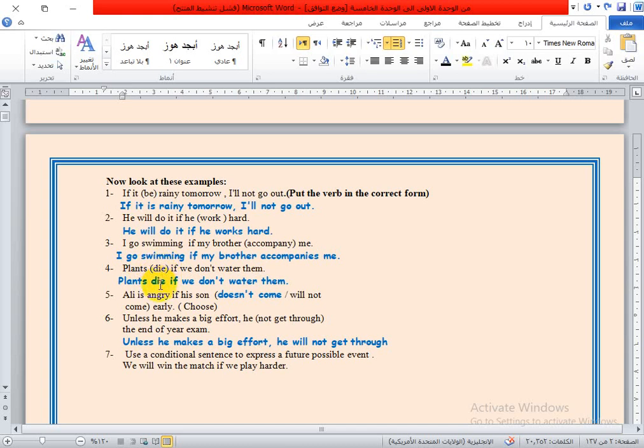Die stays as it is, die. Plants die if we don't water them. Here we have the if clause in the present simple, and the main clause in the present simple too.